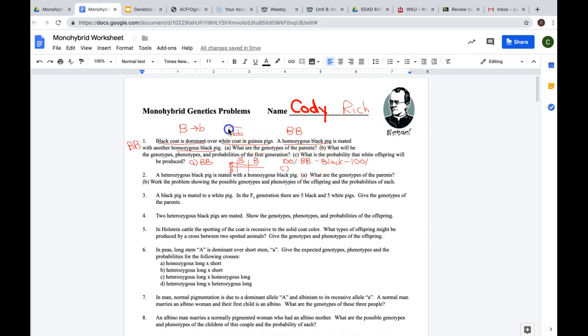And then C, probability that white offspring will be produced. In order to have white offspring, you have to have two recessive alleles, and there are none, so that probability is 0%. Okay, let's move on to number 2.